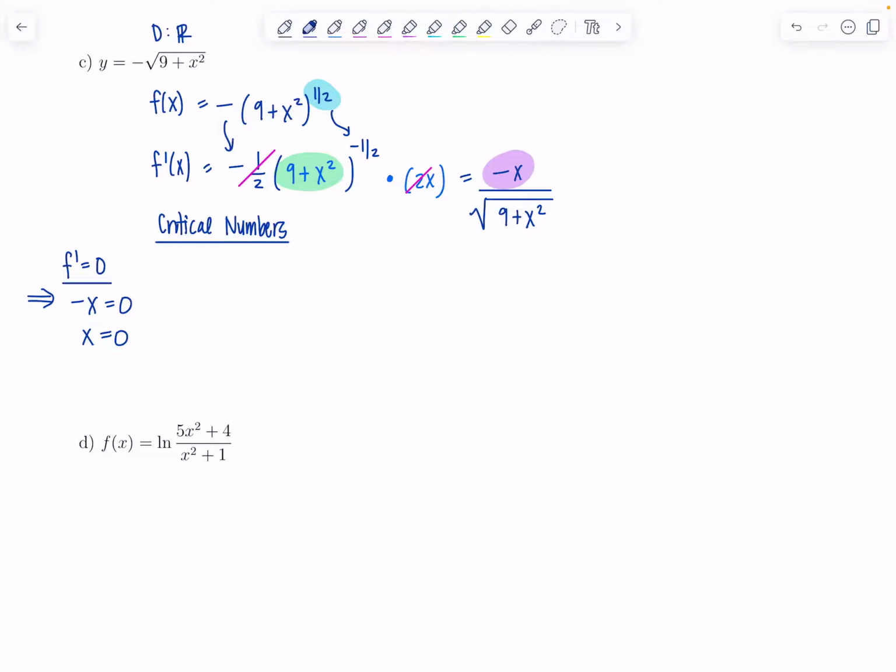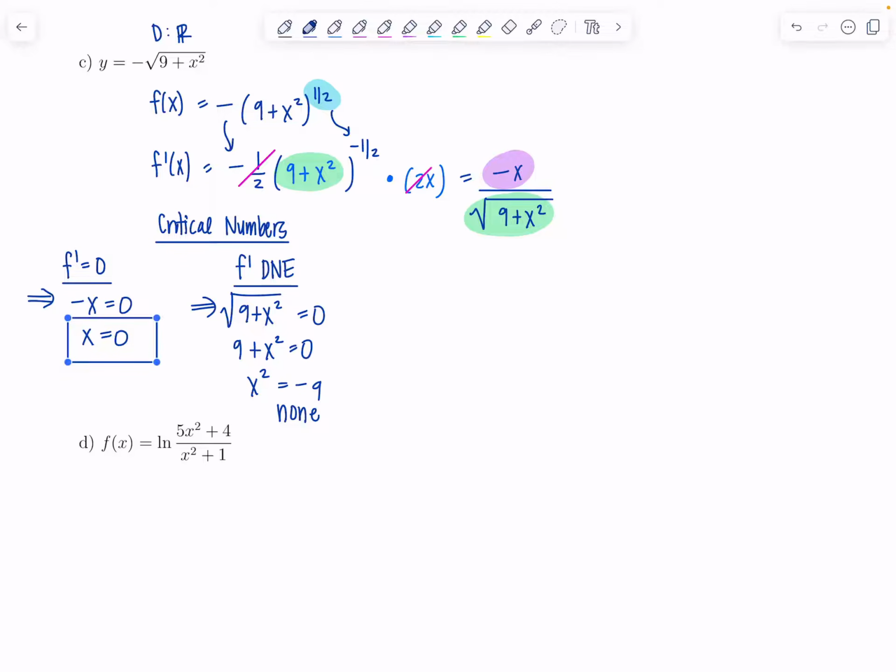Great. Critical numbers also come from when f prime does not exist. That happens when the denominator is 0. That's never going to happen though, right? That would mean 9 plus x squared is 0. X squared is negative 9. That doesn't have any real solutions. So none from this case. So my only critical number is x equals 0. That's the answer to part A.